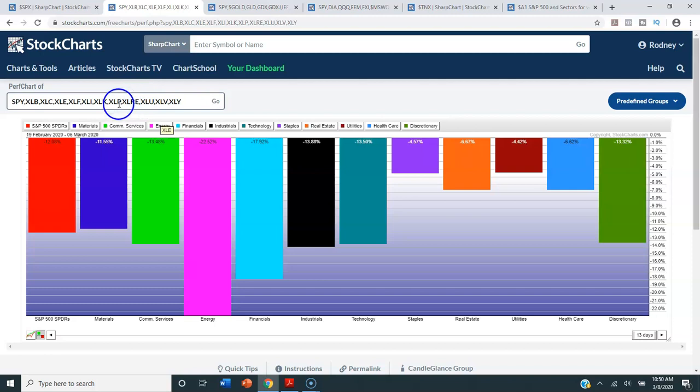It's XLRE. Okay, so all of these start with XL, and then you just have the B, the C, the E, the F, right, going down here. But the real estate, XLRE, RE for real estate. The utilities is XLU for utilities.